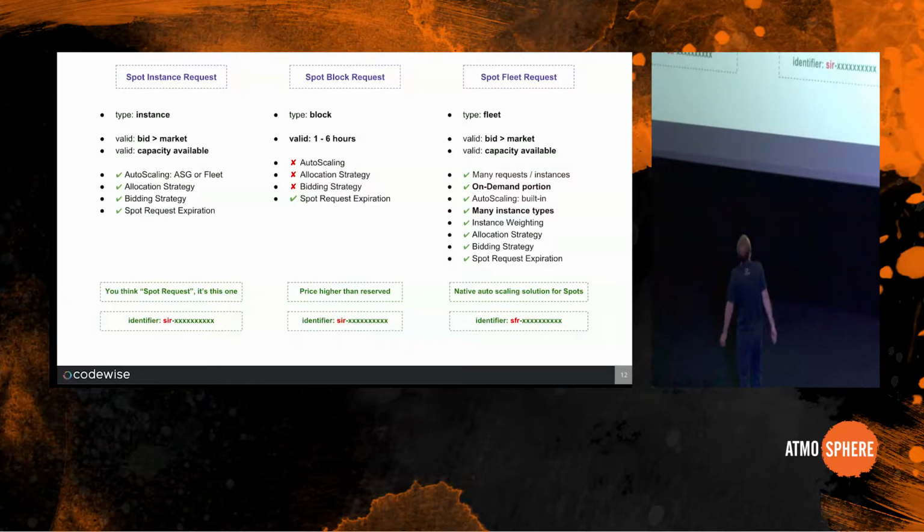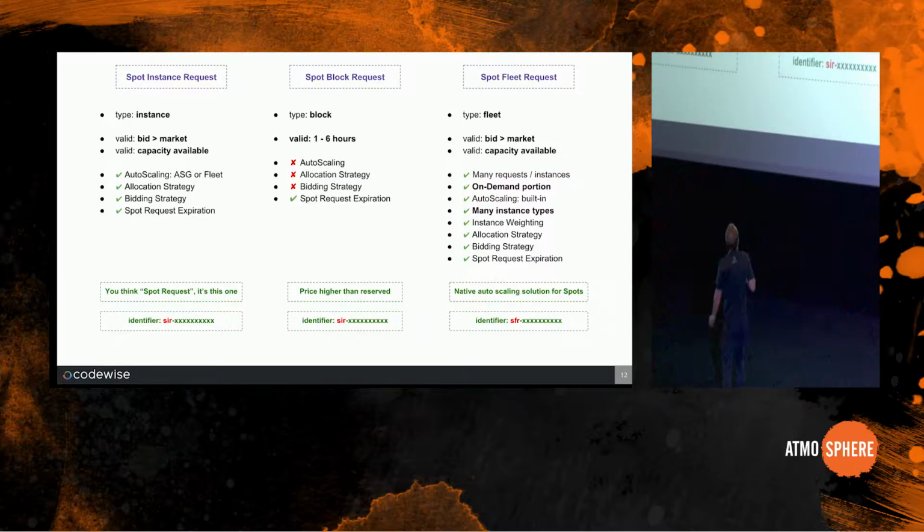Okay, so what types of spot request do we have? If you think about spot instances, you most likely think about this one. This is the standard one. You can get 1 or more spot instances, but they are controlled by this spot request. This is the normal one. You go to the console, you hit launch or create new request, and you get this one.